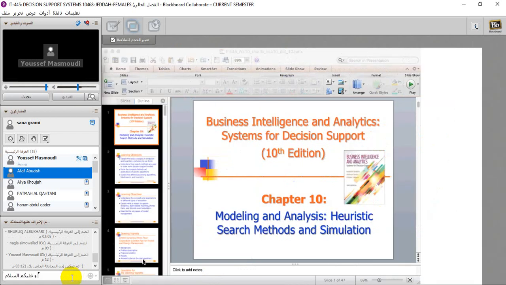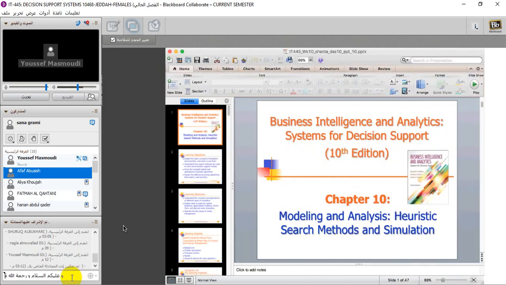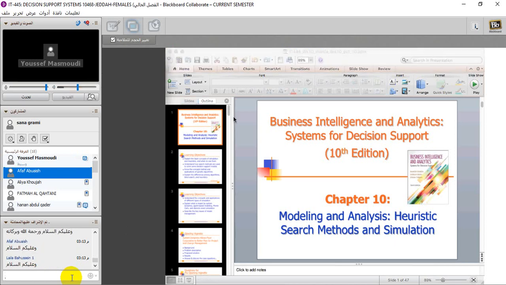Hi everyone, this is week 10 and today we will see chapter 10 talking about modeling and analysis, heuristic search methods and simulation.